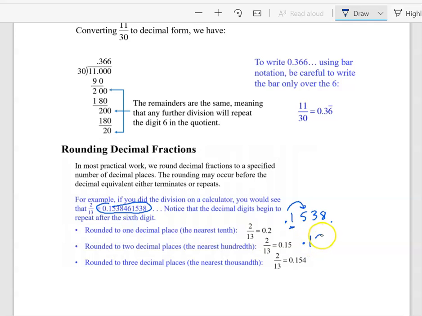If I want to go to the hundredths place, well, this is the tenth, this is the hundredths. The next number is a 3, so you're going to leave it, it's not 5 or bigger, so we're going to leave it 0.15. If I want to round to the thousandths place, I'm going to look next door, and that's going to be 0.154 because 8 is 5 or bigger, so it made us round the 3 up to a 4.